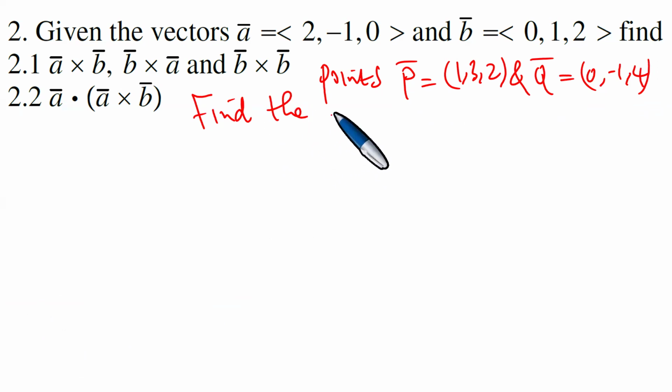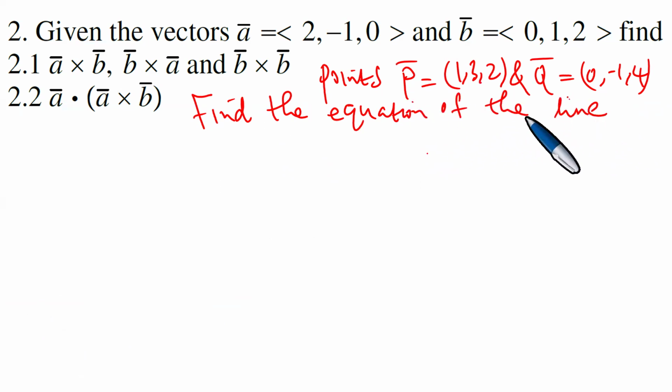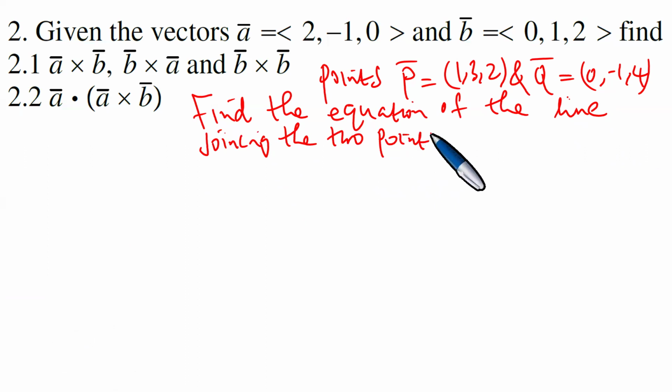Find the equation of the line joining the 2 points. What do you think of this one? And what is the answer to this? If you can't see, let me know. Points P and Q are given. P is 1, 3, 2, Q has the coordinate 0, -1, 4. Find the equation of the line joining the 2 points. What do you think of this?